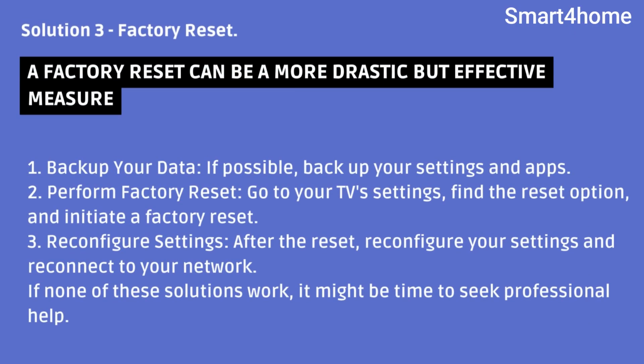Solution 3. Factory reset. A factory reset can be a more drastic but effective measure. 1. Back up your data. If possible, back up your settings and apps. 2. Perform factory reset. Go to your TV's settings, find the reset option, and initiate a factory reset. 3. Reconfigure settings. After the reset, reconfigure your settings and reconnect to your network. If none of these solutions work, it might be time to seek professional help.